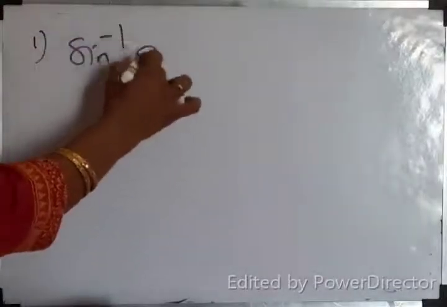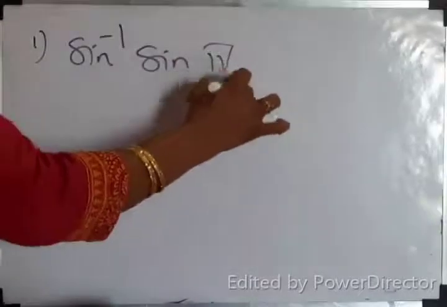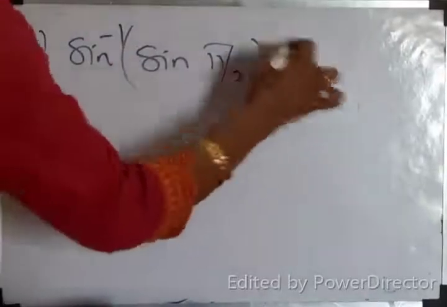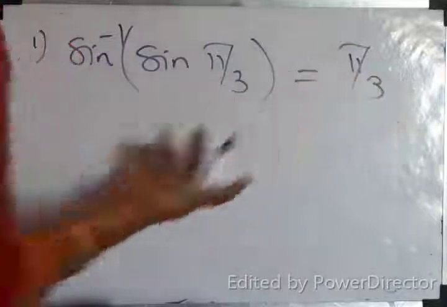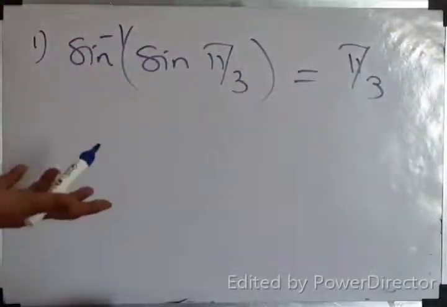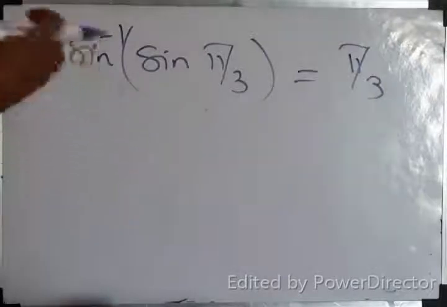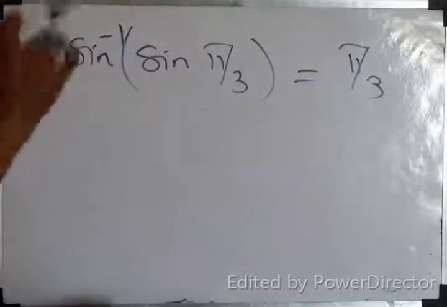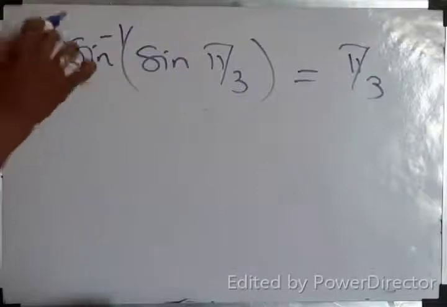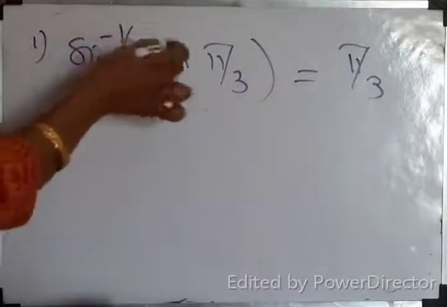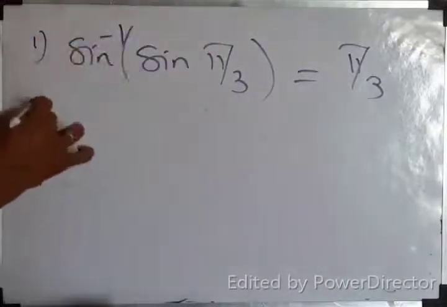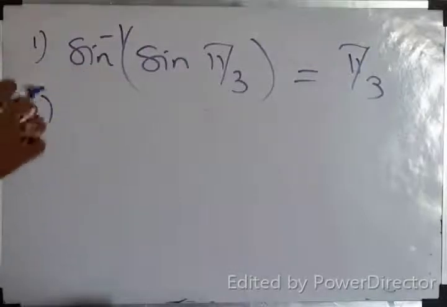Suppose the first question is sine inverse sine pi by 3. What's my answer? Pi by 3. That's all. It is not an ISC question. This is how you have to simplify the answer. Sine inverse sine gets cancelled, pi by 3. But you have to see the principal angle.